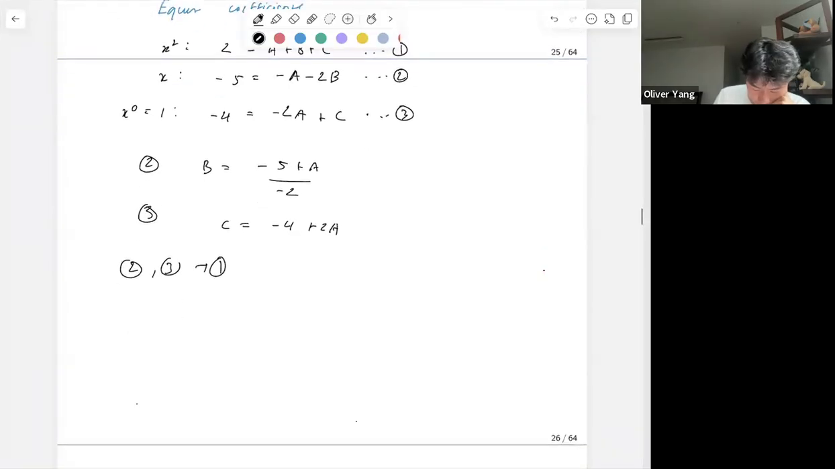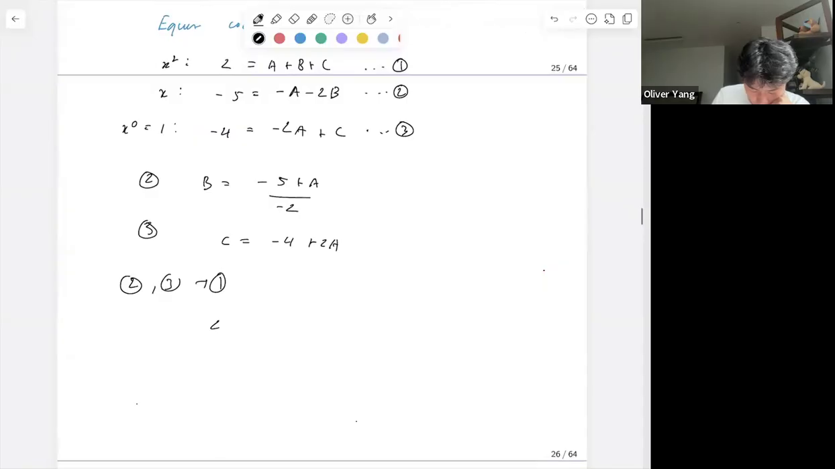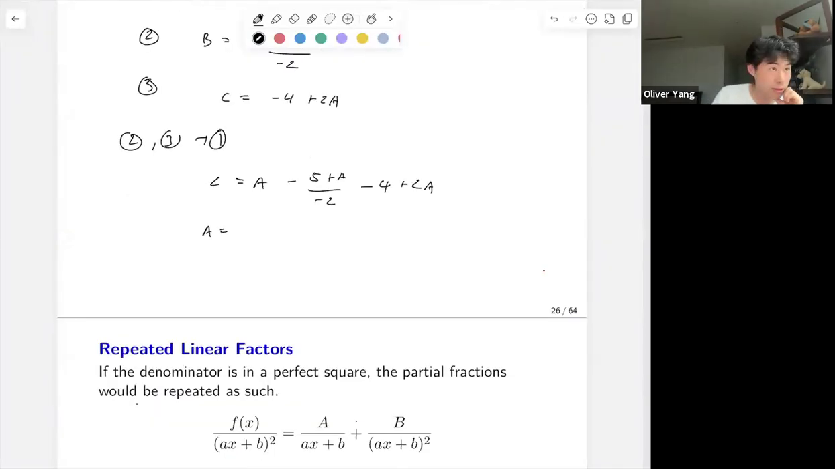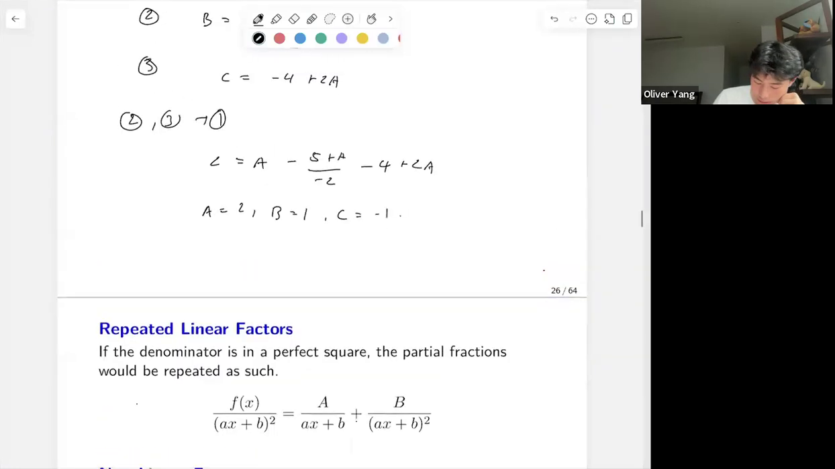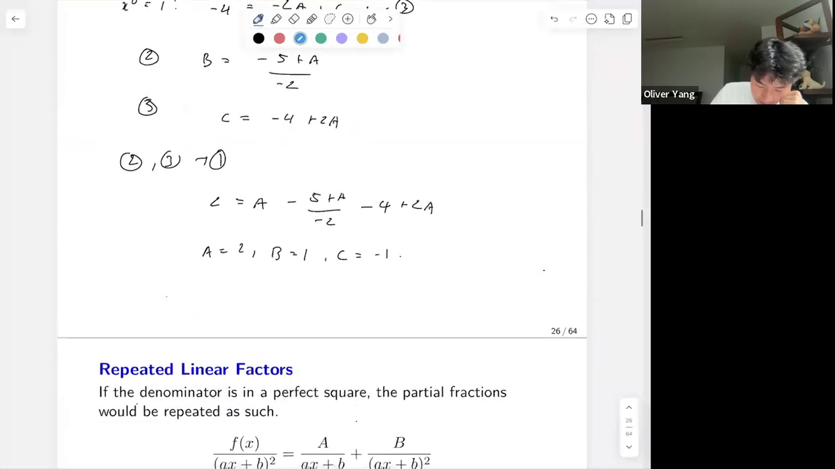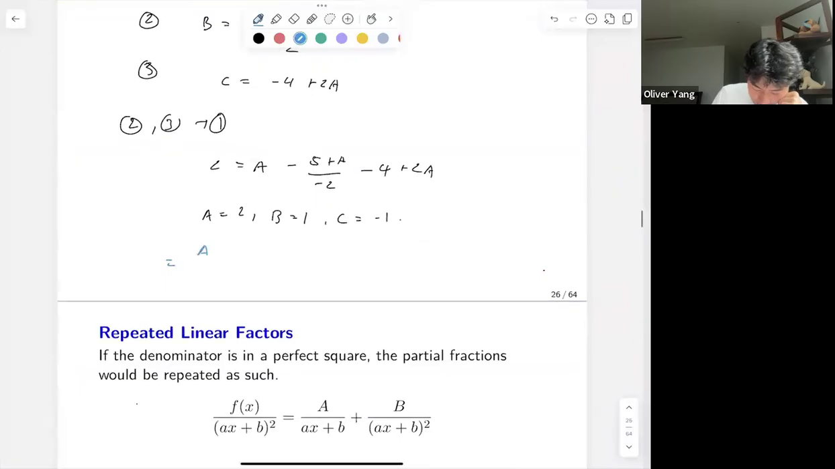So we're gonna get 2 equals a plus (-5 plus a) over -2 plus (-4 plus 2a). You solve for a, and your solution should come out to, I'm not going to be bothered to solve this because it's just algebra, a equals 2, b equals 1, and c equals -1. Okay? So that's what you should get.